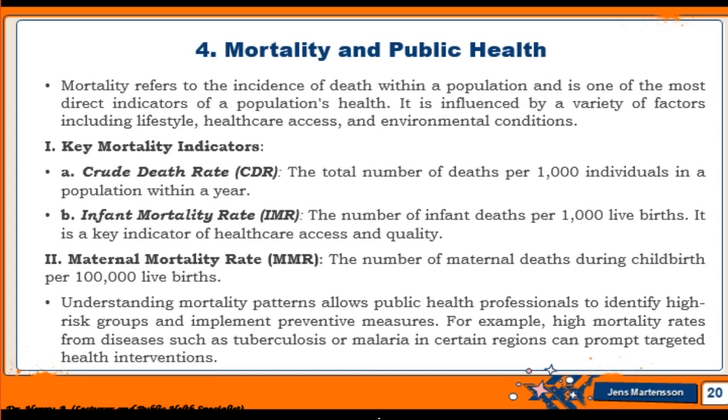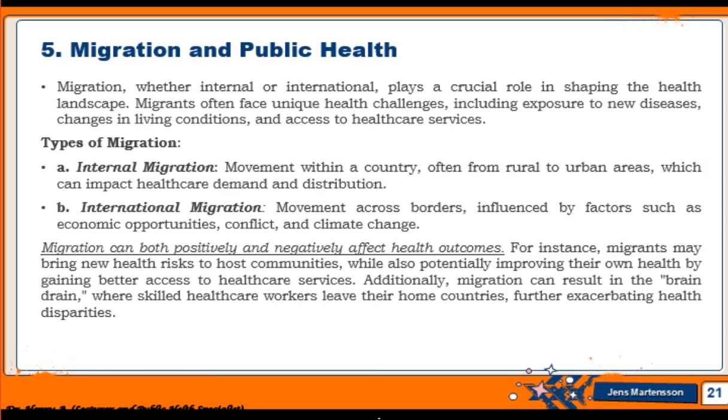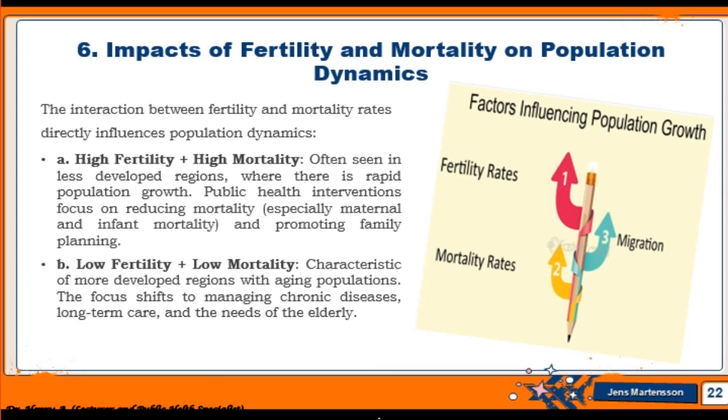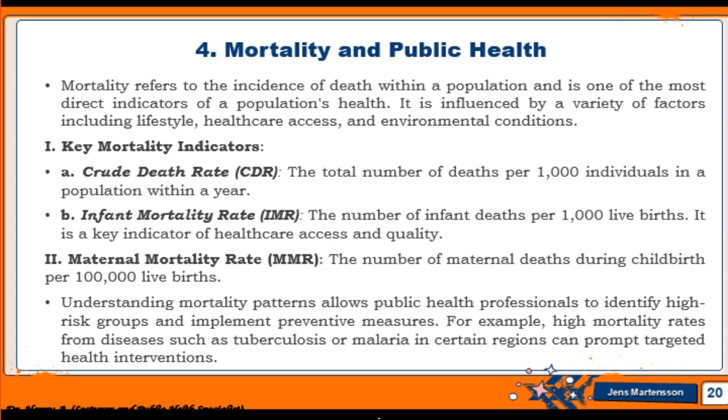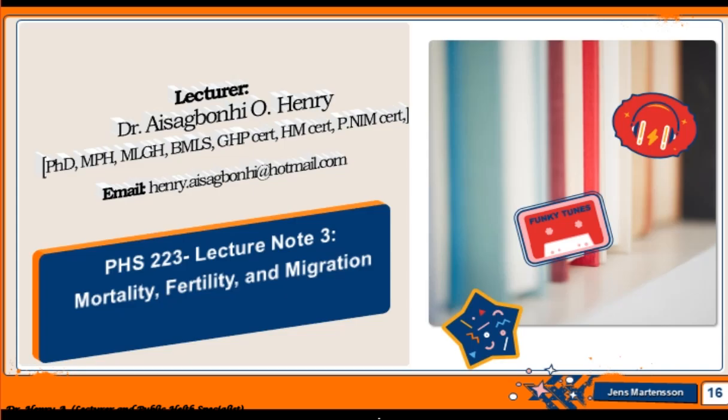We will also be seeing, under subtopic 4, mortality and public health. In continuation, we'll be seeing migration and public health, and then we'll round it up with impacts of fertility and mortality on population dynamics. So we will see the dynamics, we'll see the impact and how it affects it, then we will conclude. So let's go back and begin from the very top.